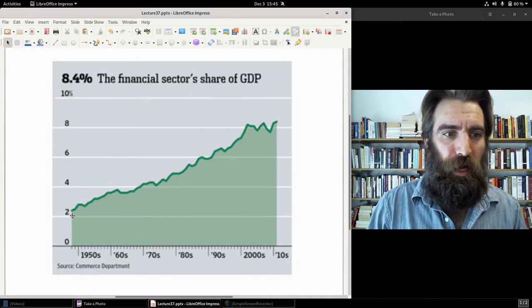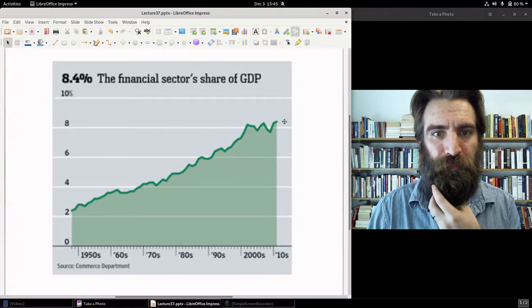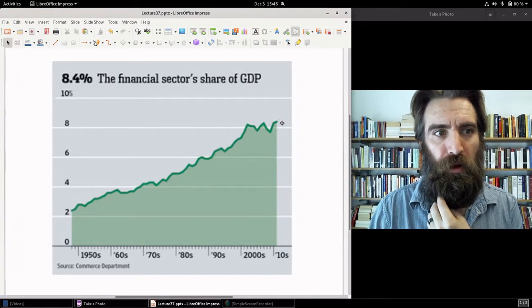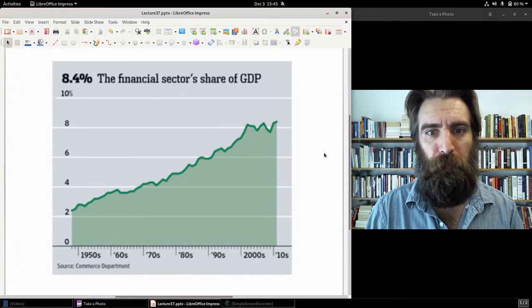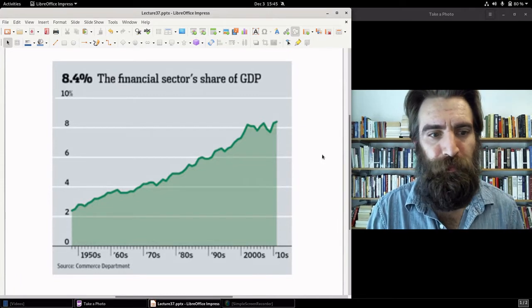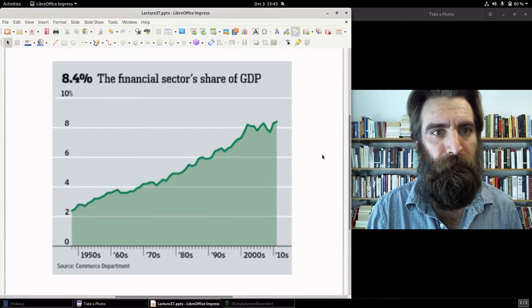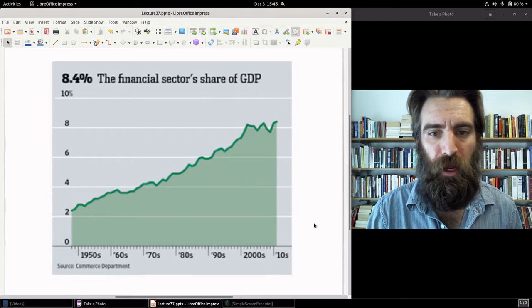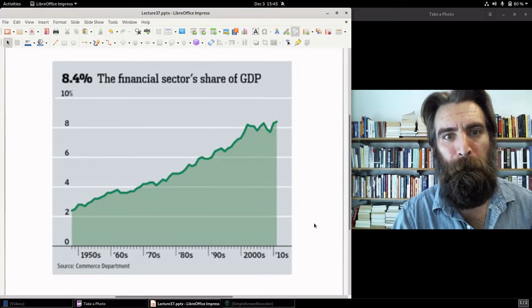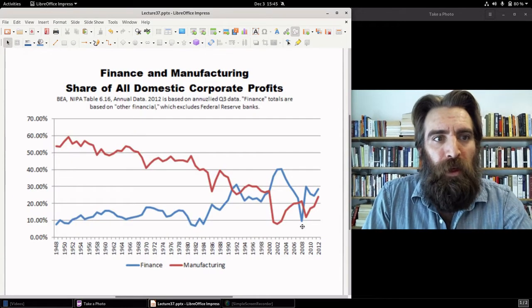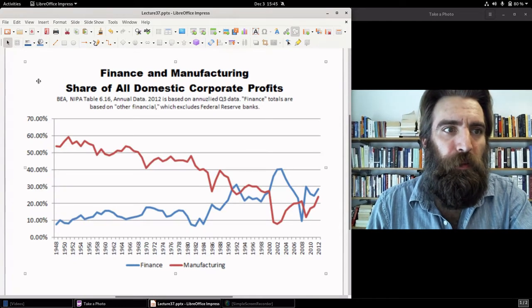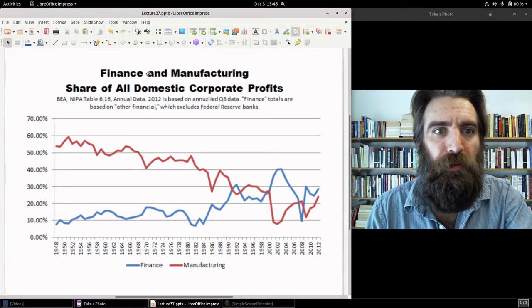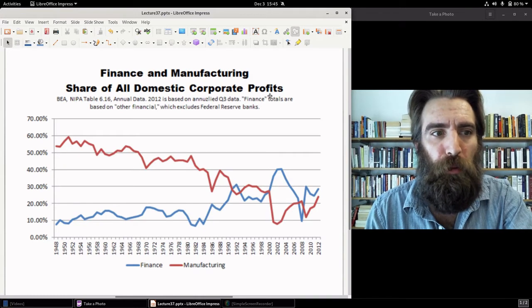This is another way to put it. So this begins in the late 1940s. Just a rise up. This data is from the Commerce Department. Then also take a look at this. Finance and manufacturing, share of all domestic corporate products.